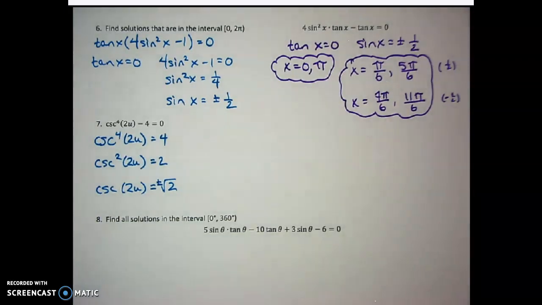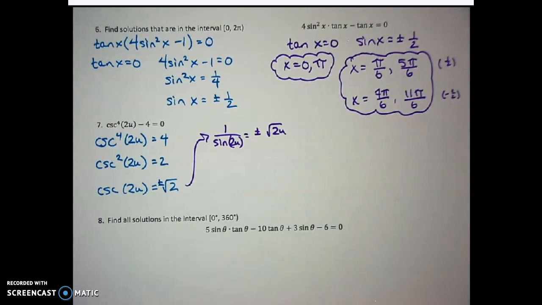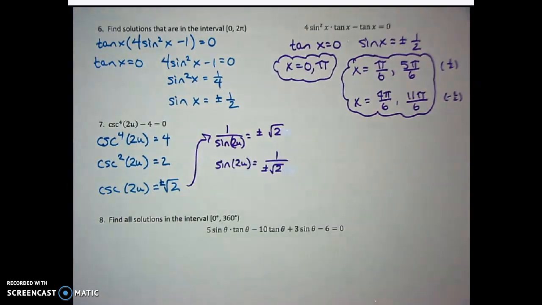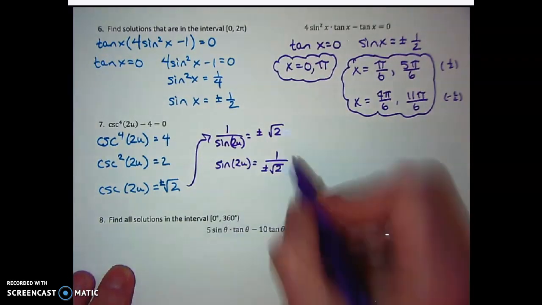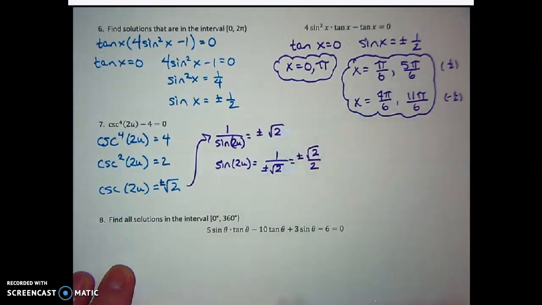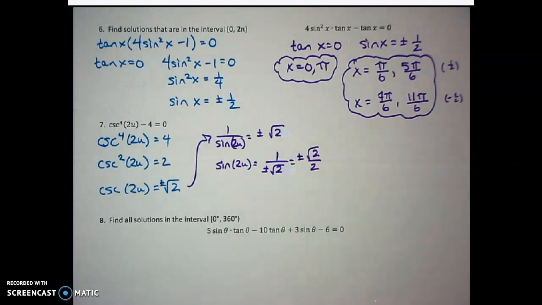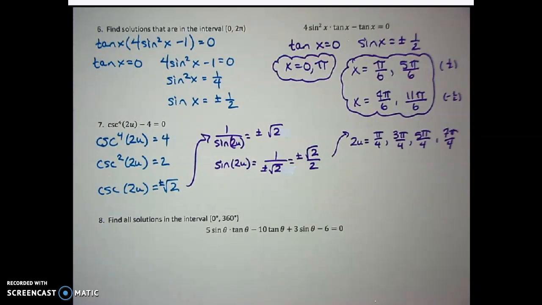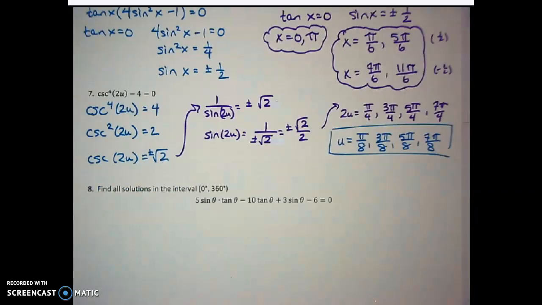Now let's change the cosecant into its sine counterpart. Cosecant is 1 over the sine. Now if I were to multiply both sides by the sine of 2u and then divide by the square root of 2, I would end up with, I got rid of that 2 that I accidentally wrote there. So now when I rationalize the denominator, I'm going to end up with plus or minus the square root of 2 over 2. So now we're going to look at where the sine is equal to plus or minus the square root of 2 over 2. So that's what the 2u equals, and now we have to find what u equals. So we're going to divide by 2, or it would be easier to multiply by 1/2. And there are my solutions.